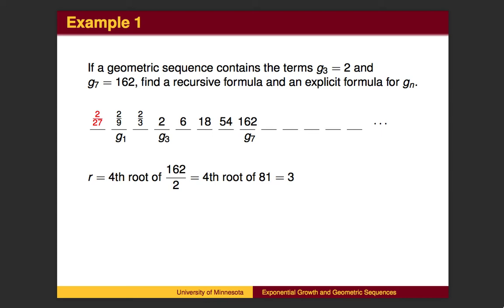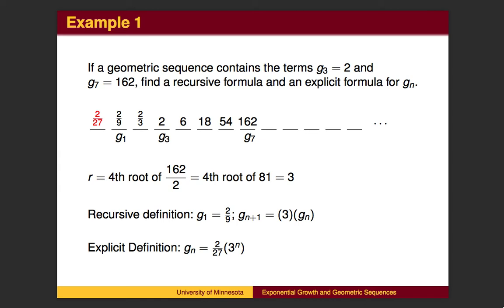The recursive definition gives the initial term g sub 1 equals 2/9, and the recursion where the next term is the previous term times the common ratio of 3. The explicit formula starts at 2/27 and then counts the number of steps, which is the number of times we multiply by 3, which is the exponent on 3.